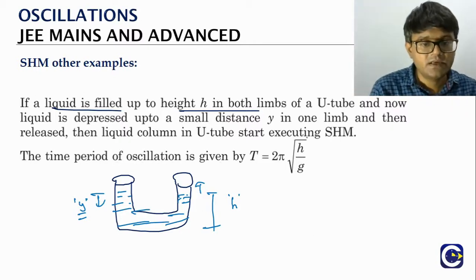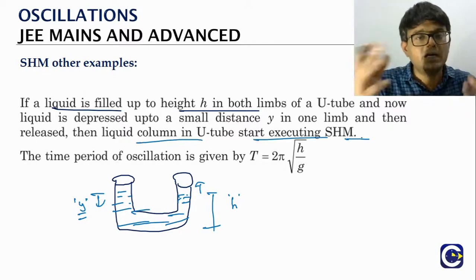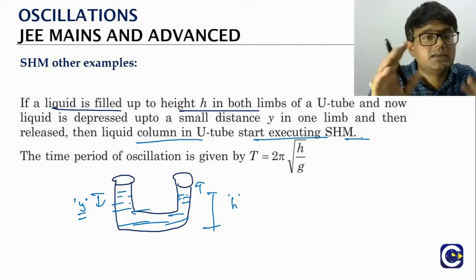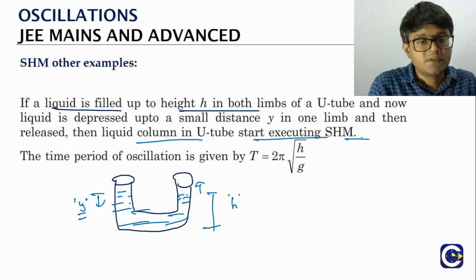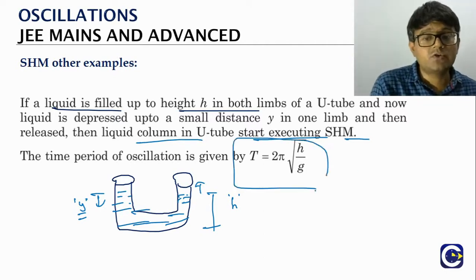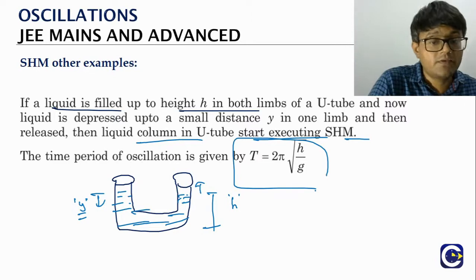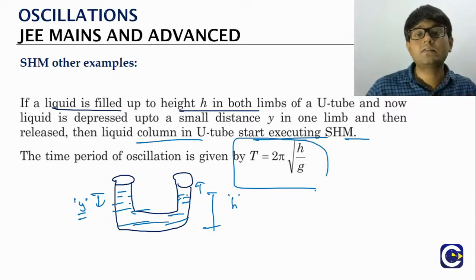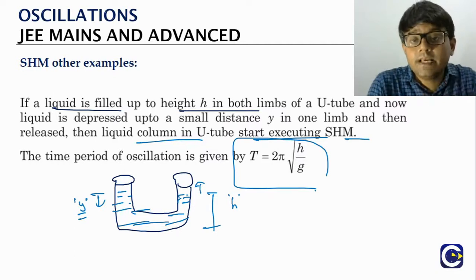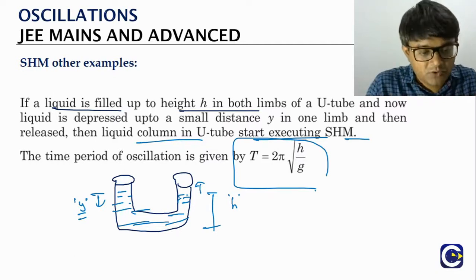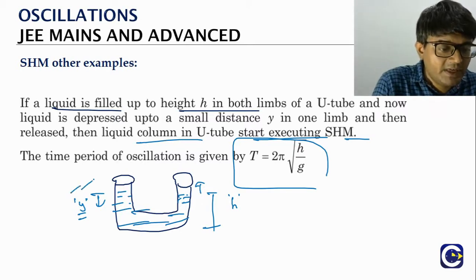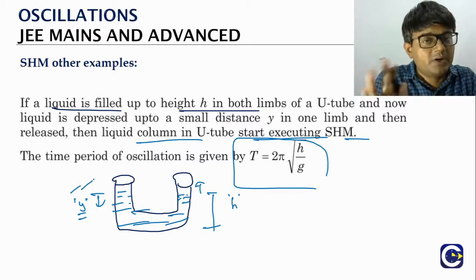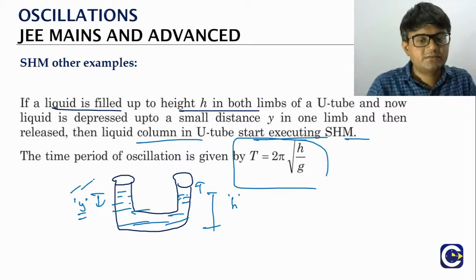We can prove that the oscillations will follow the standard equation of SHM, which means the oscillations will be SHM. If you look at the period of the oscillations, what will be the formula we get? 2 pi root h by g will come. Here the important thing, as we said in the case of the other SHM also, is that the period of oscillation will not depend upon the amplitude. This depression y that you are giving corresponds to the amplitude, right? The period formula will not depend upon the amplitude of the oscillations.